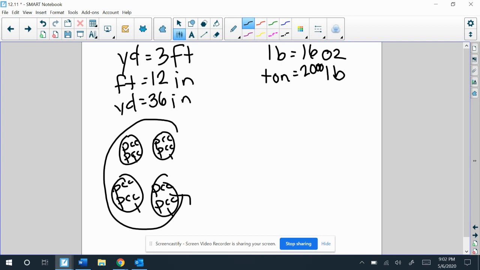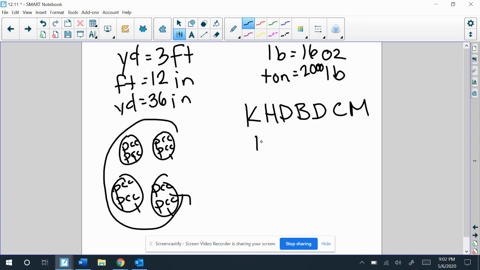Then from there, we went on to the metric system. King Henry died by drinking chocolate milk. And time. Time was one of our last ones.